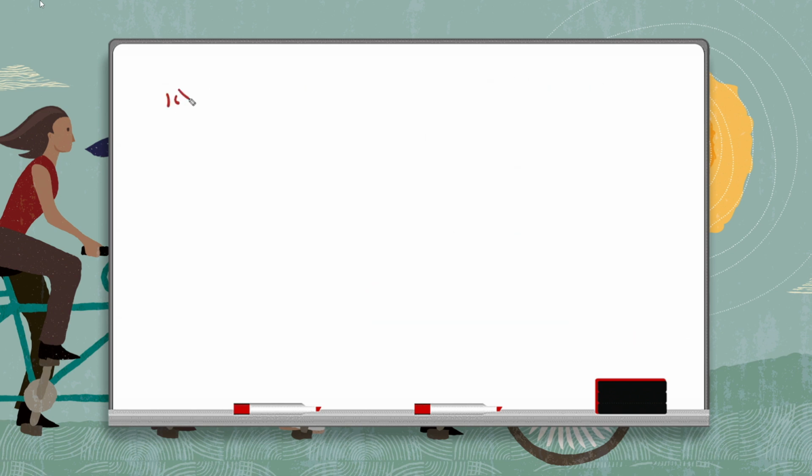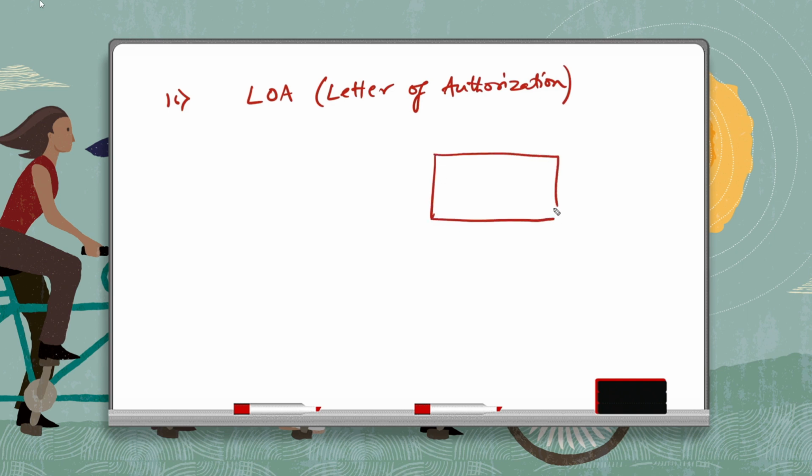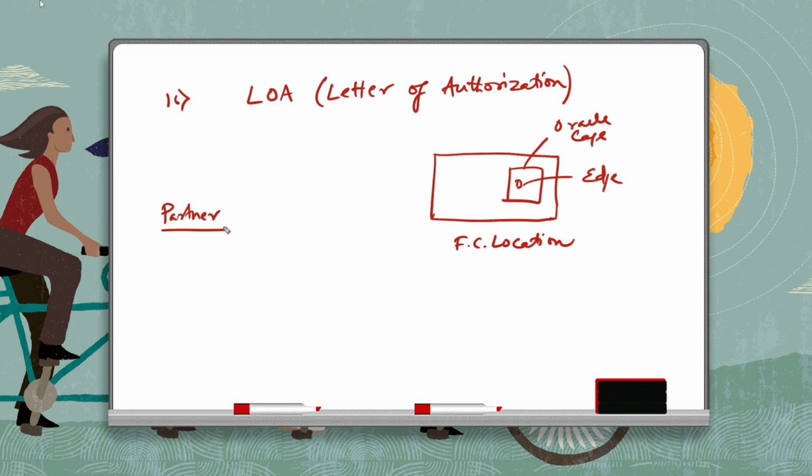Now we will talk about the last concept, which is LOA. LOA stands for Letter of Authorization. Now to help you understand this, I will again draw this Fast Connect location where there is an Oracle cage and there are Oracle logical and physical devices. In case you are working with an Oracle partner, the partner already has established the physical connection with Oracle in a Fast Connect location. So for a partner, this LOA is not applicable.